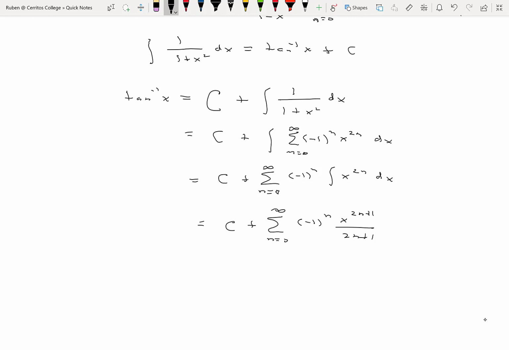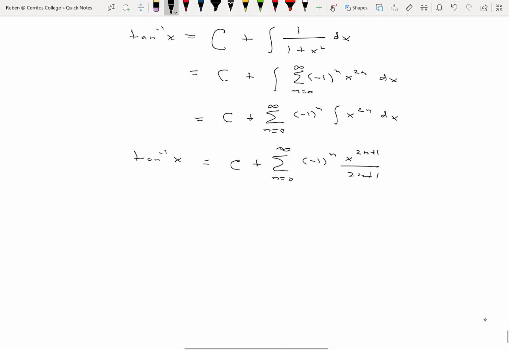Okay, that's amazing. That says our inverse tangent function is this power series. The only thing missing is that we need to find that constant of integration. Inverse tangent doesn't have a constant in it. So I'm going to find that constant of integration.